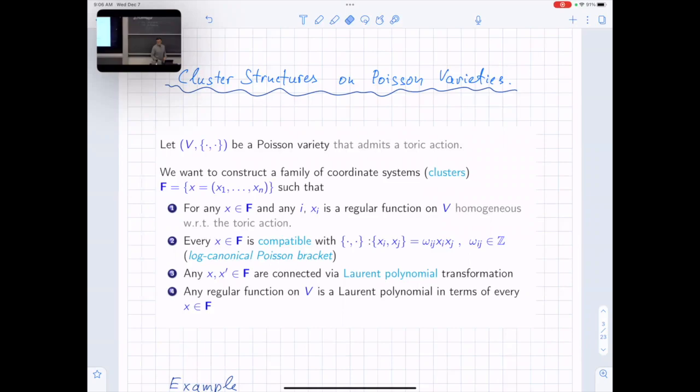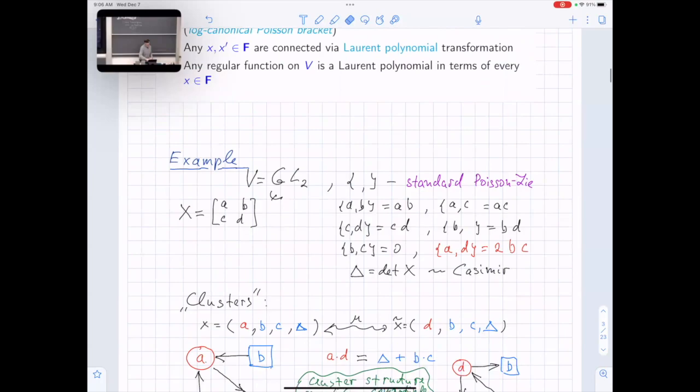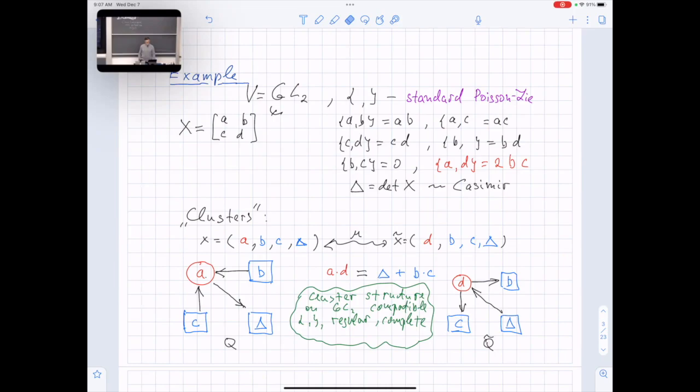So here's an example. Here my variety is GL2, with the so-called standard Poisson Lie bracket. We'll talk more about this later, but let me just write it down explicitly. So it almost looks like this compatible chart, almost, except for this Poisson bracket. And the determinant is a Casimir.